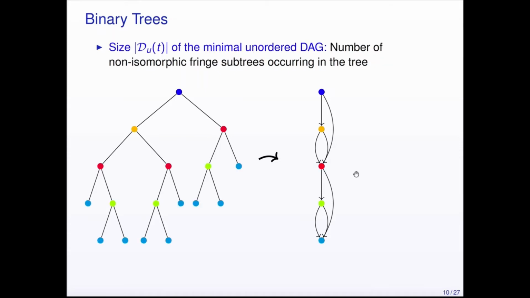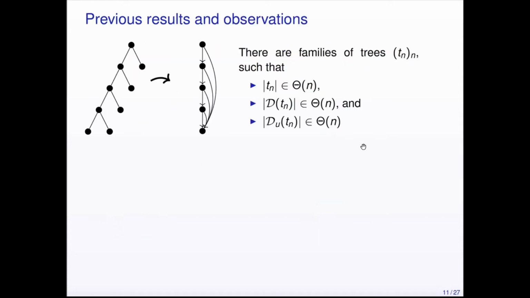And again, what's important for us is that the size of the unordered minimal DAG of a tree equals the number of non-isomorphic fringe subtrees occurring in a tree. So here I've again highlighted all the nodes which are merged with the same color, and the number of colors I've used now corresponds to the size of the unordered minimal DAG, respectively the number of non-isomorphic fringe subtrees occurring in a tree. So compression by ordered and unordered DAGs has been analyzed before.